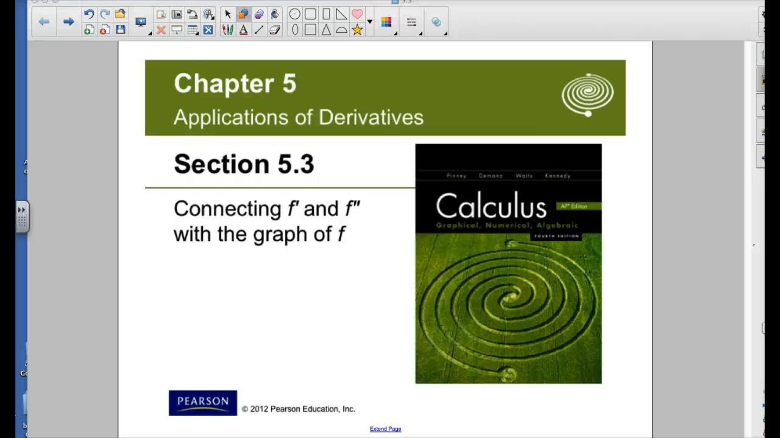Okay, we're going to talk about Chapter 5, Applications of Derivatives. In this section, we're going to connect the derivative and the second derivative with the graph of f. How does this derivative tell us what the graph looks like as we go through? So, let me get my screen working here.